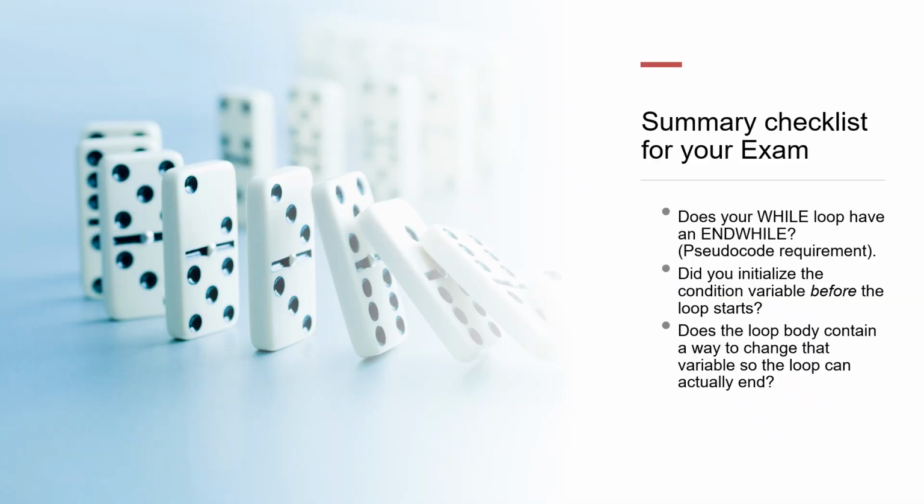So summarizing the use of the while loop, a checklist has to be maintained for your examination. That should include: does your while loop have an end while? Did you initialize the condition variable before the loop starts? That means is the value of count, or whatever variable is used in the while loop, initialized by a value, so that for the first time it enters into the while loop. And does the loop body contain a way to change the variable so the loop can actually end and does not enter into an infinite loop?